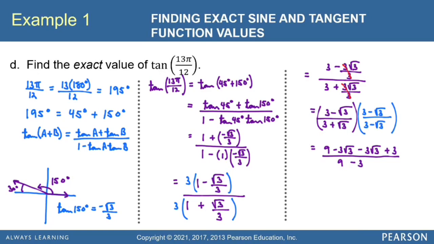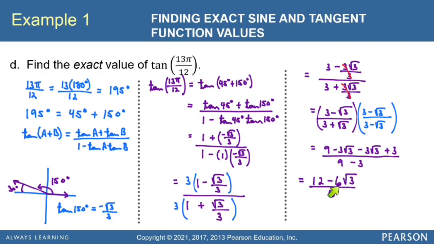So in the top, 9 plus 3 is 12. And for our radical terms, minus 3 square root of 3 minus another 3 square root of 3 gives us minus 6 square root of 3. Then we have our fraction bar, and in the denominator, 9 minus 3 is 6.